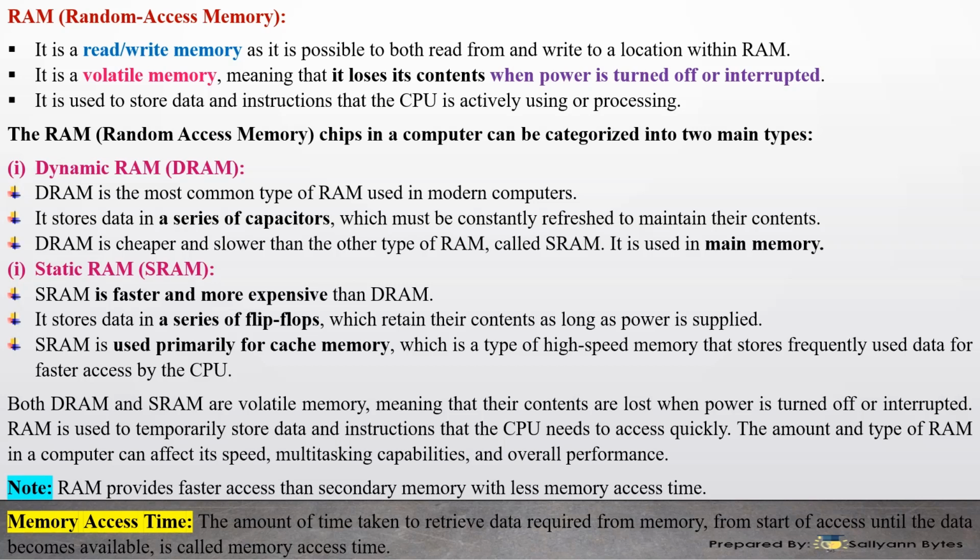RAM is used to temporarily store data and instructions that the CPU needs to access quickly. The amount and type of RAM in a computer can affect its speed, multitasking capabilities, and overall performance. Note: RAM provides faster access than secondary memory with less memory access time. Here you should know about the memory access time. Memory access time is the amount of time taken to retrieve data required from memory, from the start of access until the data becomes available.